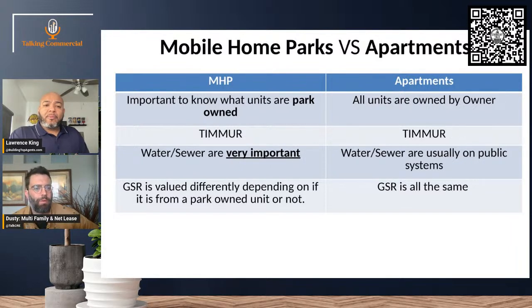But we want to know how many park-owned homes there are and what the situation is with the water and sewer, because that helps determine your CapEx budget. If it is on septic, you have a bunch of septic tanks all over the place. How old are those? What is my responsibility with regard to those, and how much are they going to cost me in the future? Got it.